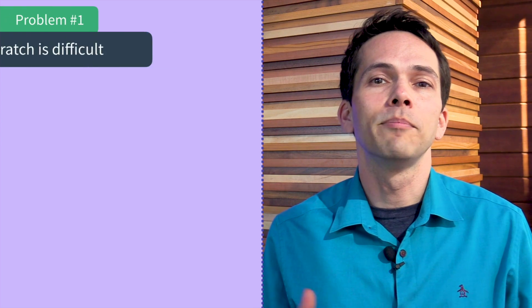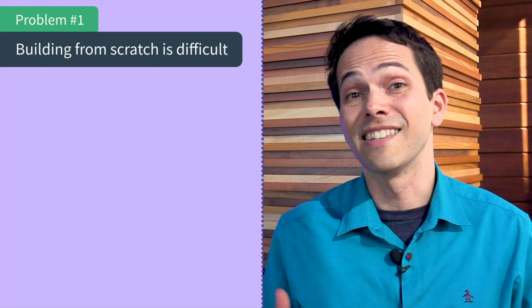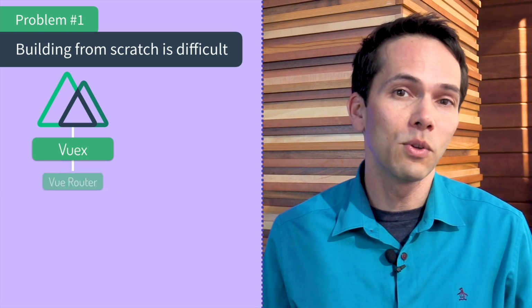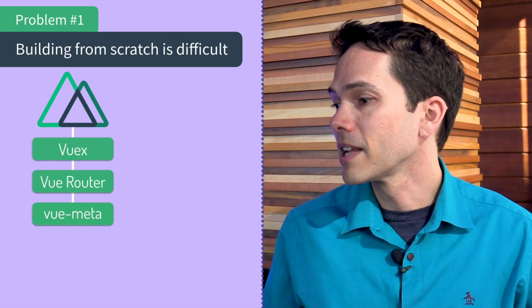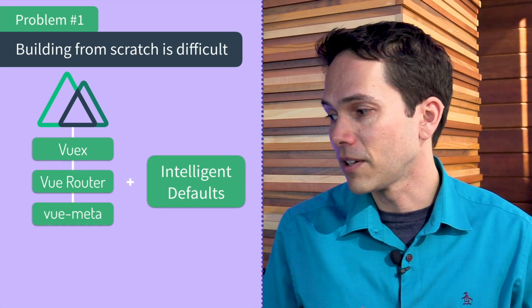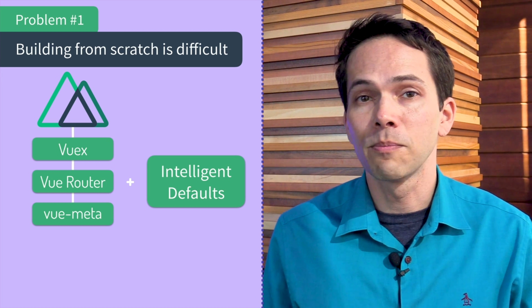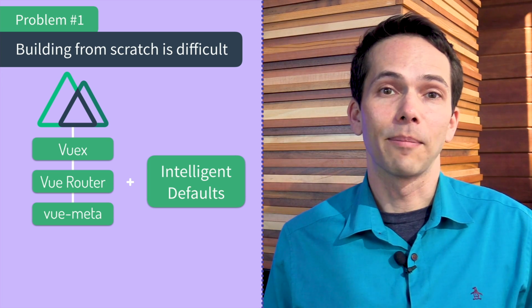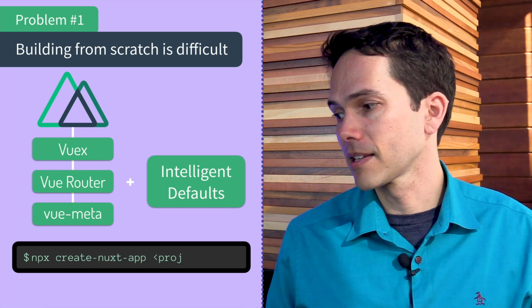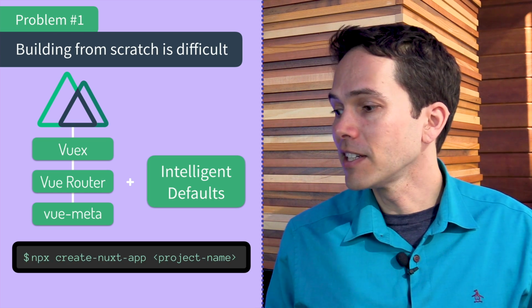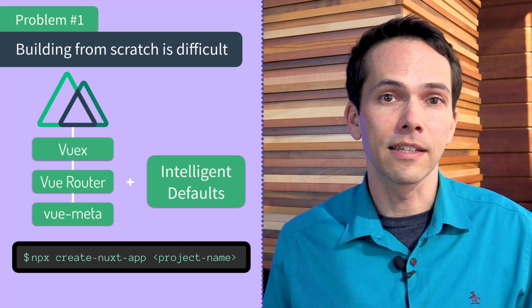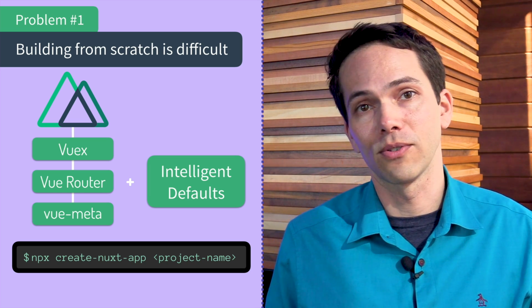The first problem is that building a production-ready Vue application is difficult. Not only does Nuxt come pre-configured with Vuex, Vue Router, and Vue Meta, but it sets up your project with intelligent defaults based on well-researched best practices that Vue doesn't give you out of the box. Creating a Nuxt app is as easy as typing npx create-nuxt-app, and the Nuxt starter kit will ask you for the libraries you want to start with, such as ESLint or which CSS framework to use.